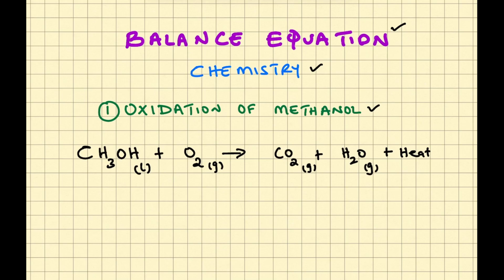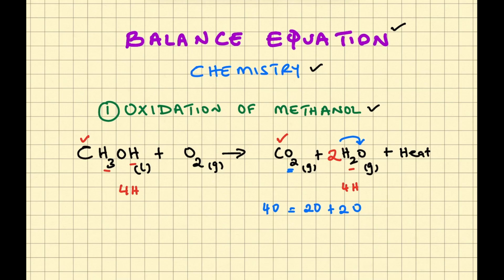We see that we have one carbon here on the left hand side and one carbon on the right hand side, so that's balanced. Next, we see that we have 3 hydrogens plus 1, that makes 4 hydrogens. On the right hand side you only have 2 hydrogens, so we add 2 there and that will make 4 hydrogens. Now because we added 2 there, that means we have 2 oxygen plus this oxygen here, 2 oxygen, that makes 4 oxygen on the right hand side.